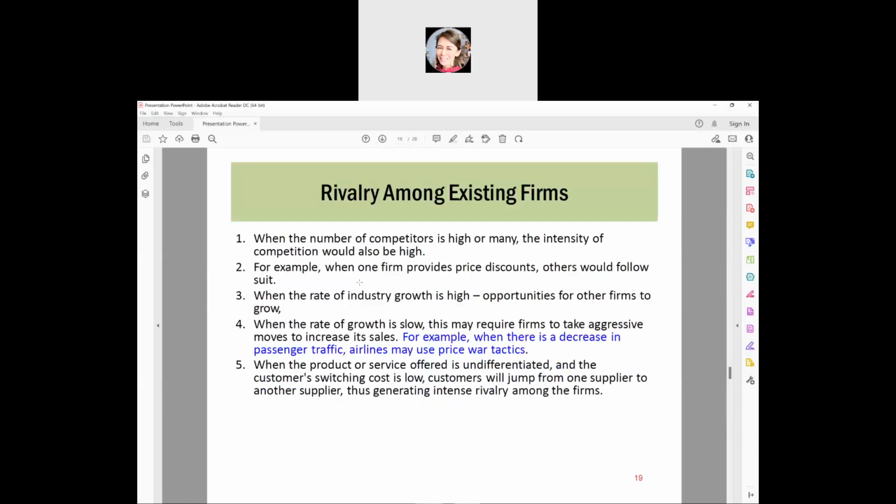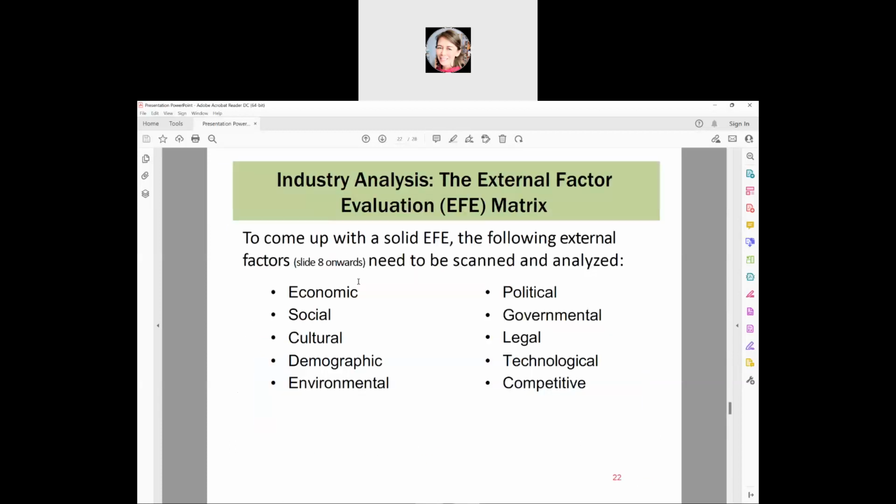All right, so we'll skip this and go straight to 22, which is the industry analysis. Okay, industry analysis, the external factor evaluation, EFE matrix. All right, now let me just briefly talk about this. What is this actually? EFE, or External Factor Evaluation Matrix, or sometimes it's also referred to as external analysis or the environmental analysis, is the same.